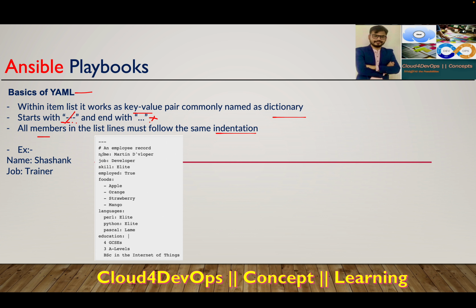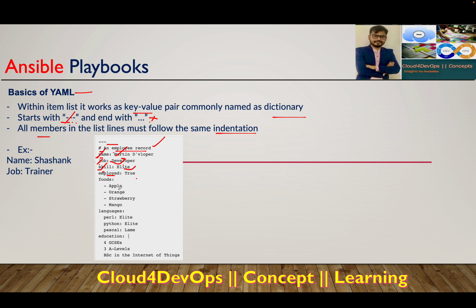What does that mean? As you can see, I'm tracking an employee record. I started the file with three dashes, then a pound sign and employee record. This part can be written as anything because it is a comment section, so as per your understanding, you can write whatever you want here. Now I'm writing name as Martin, job, developer, skill, elite, employed, true, right? This is what a key value pair is. Key is name, value is Martin. Key is job, value is developer. Key is skill, value is elite, then employed and true.